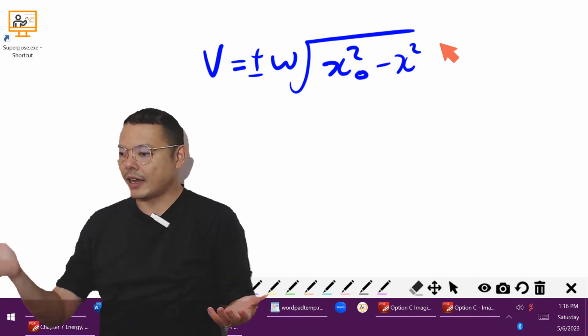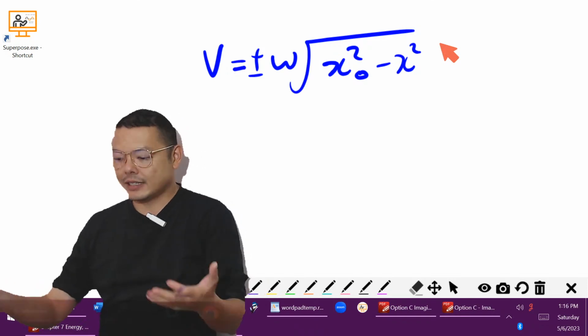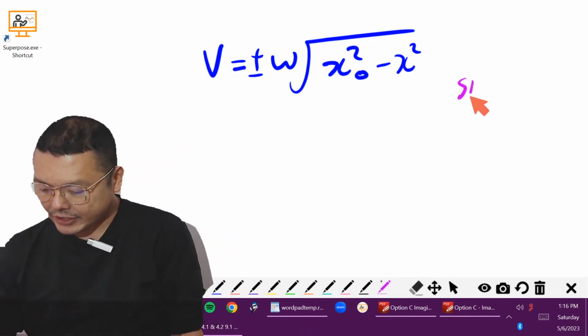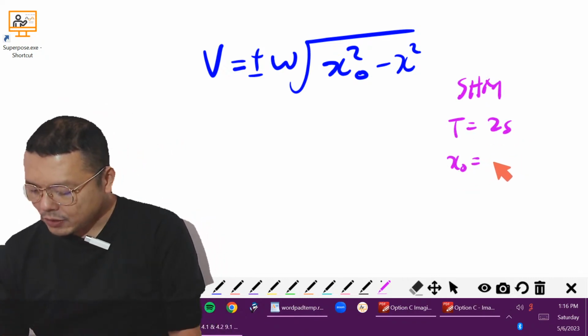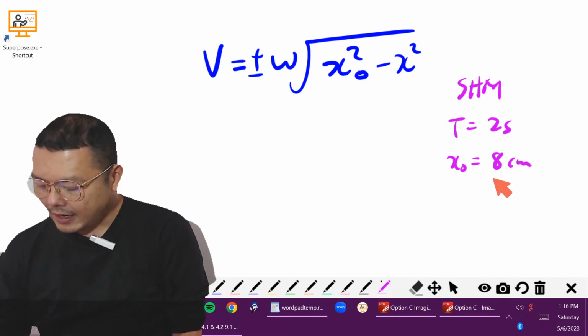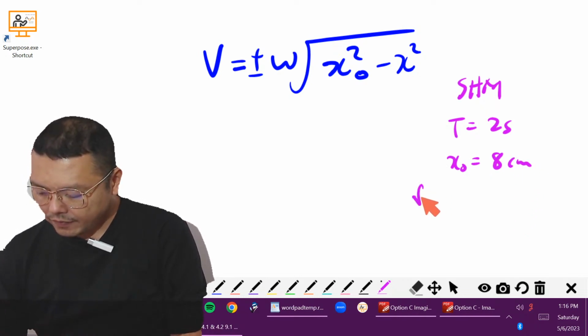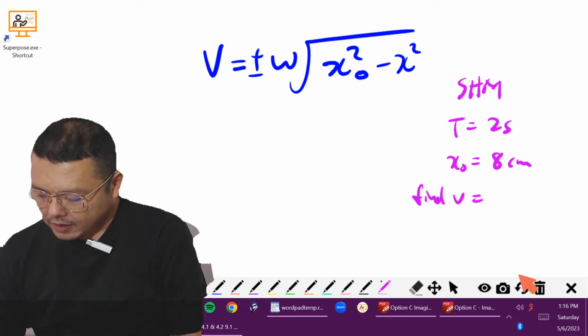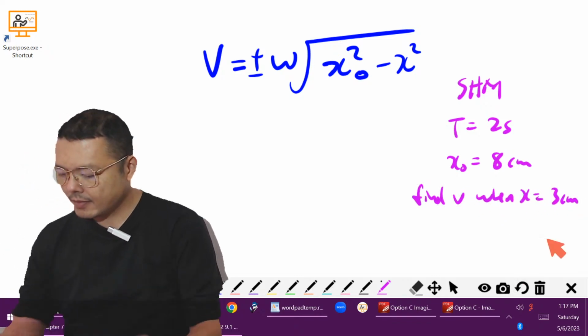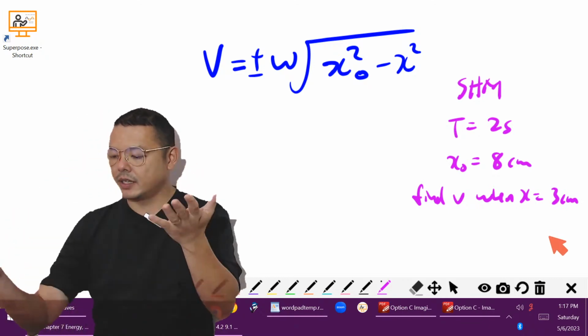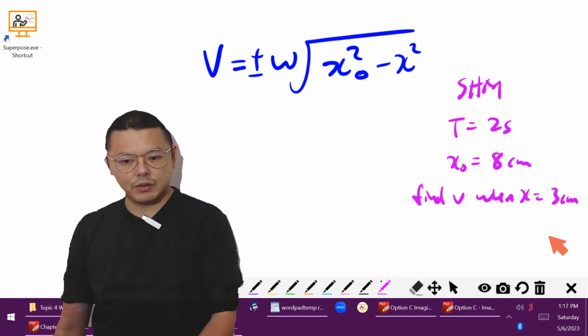So let's say I tell you there's an SHM. The period is 2 seconds. The amplitude is 8 cm. Then I ask you to find v when x equals 3 cm. Like I ask you to find the velocity when it's 3 cm. Can you do that? Yes. Very straightforward, I think.